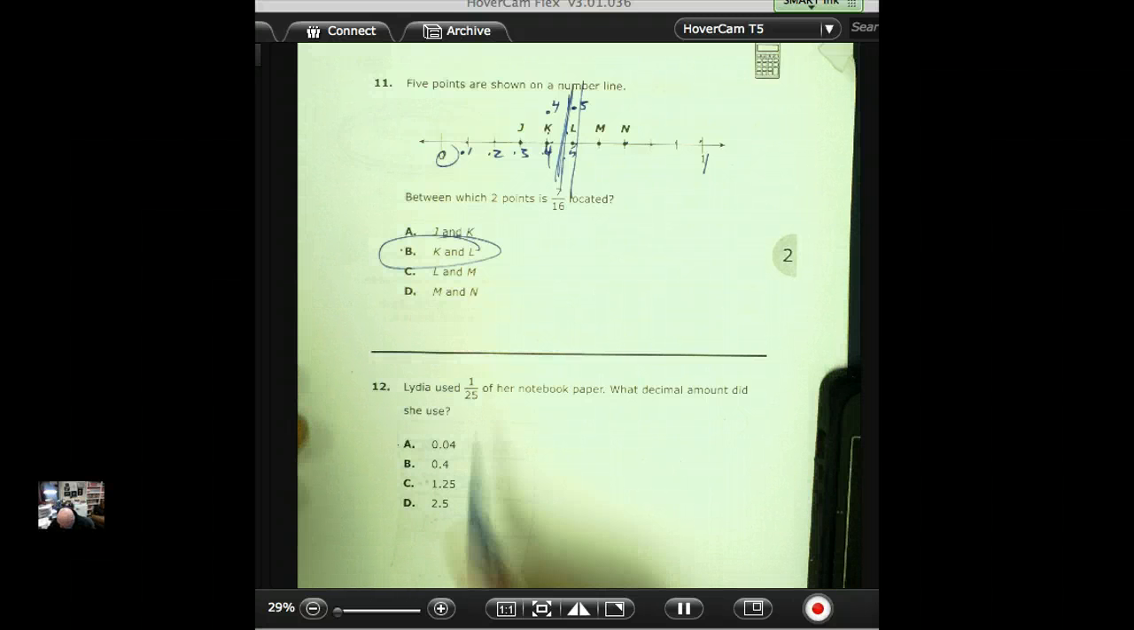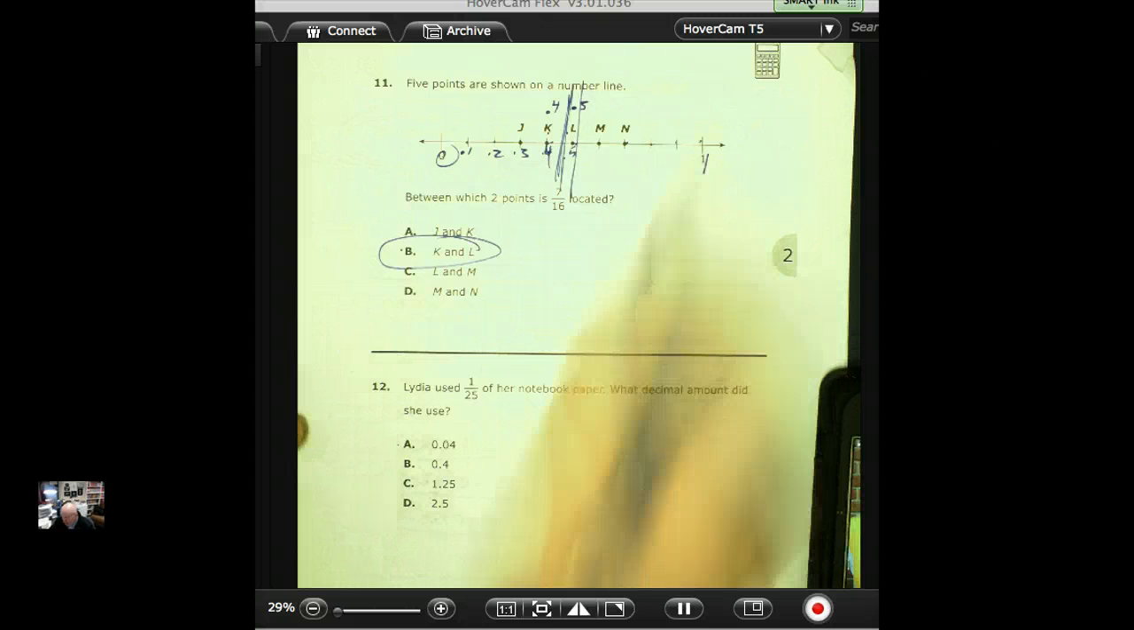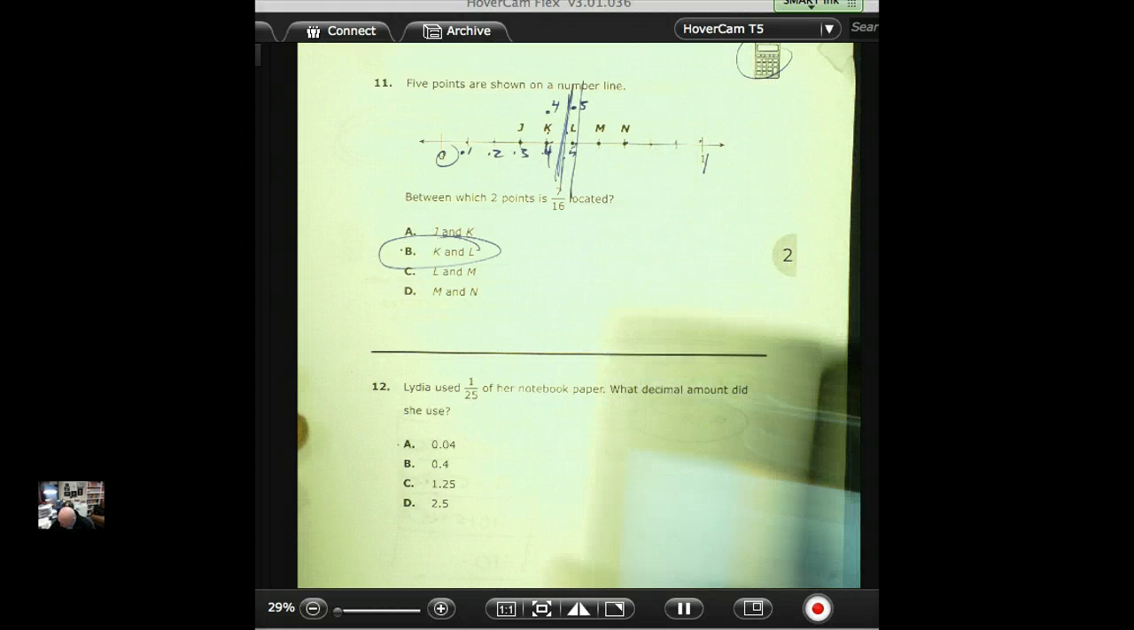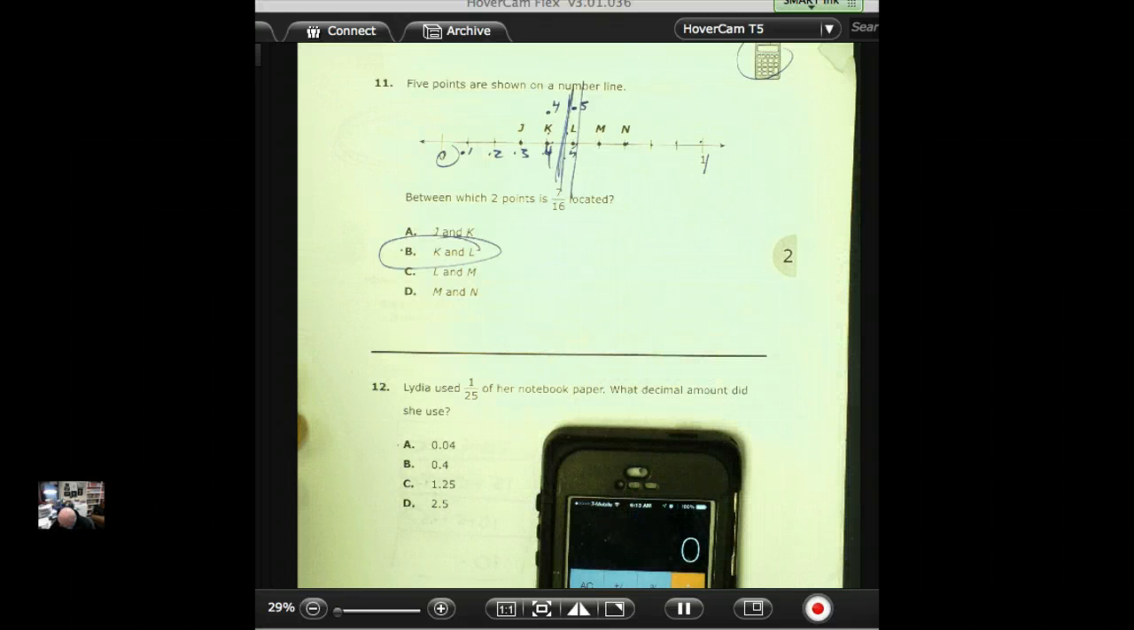Okay, Lydia used 1/25th of her notebook. What decimal amount did she use? Now we're in the calculator portion, so we can go ahead and get our calculator ready. If she used 1/25th, that's simply 1 divided by 25, which is 0.04.